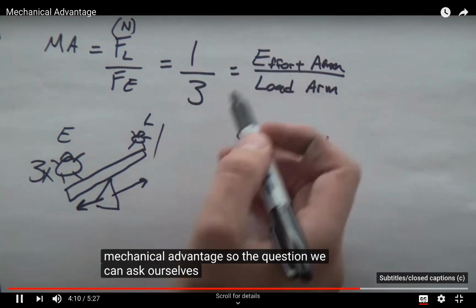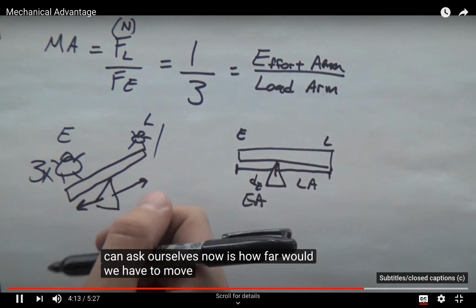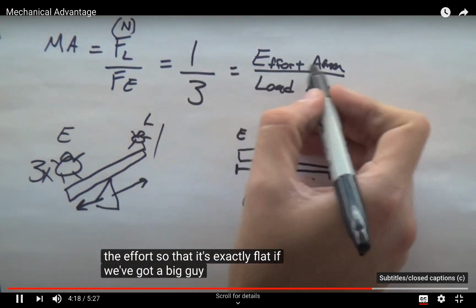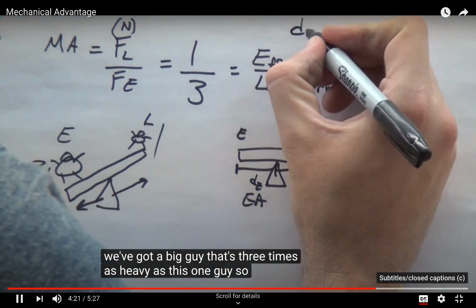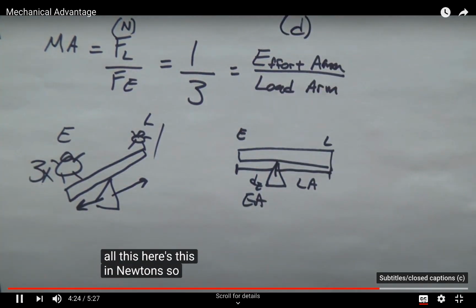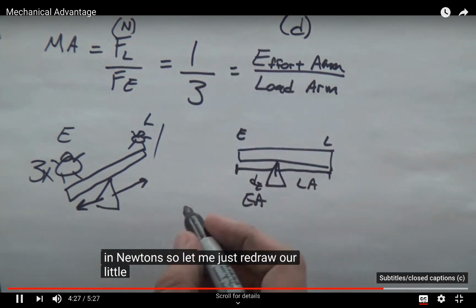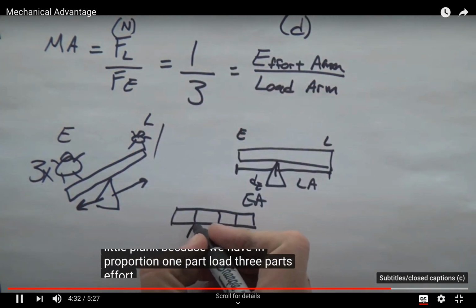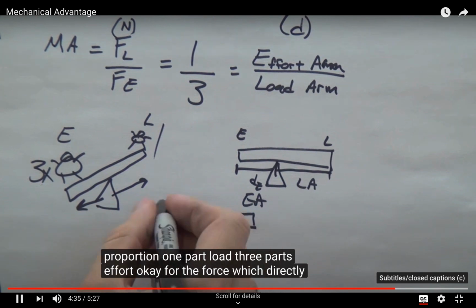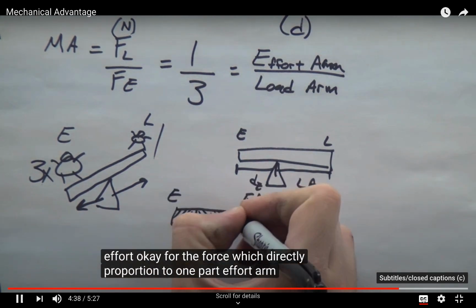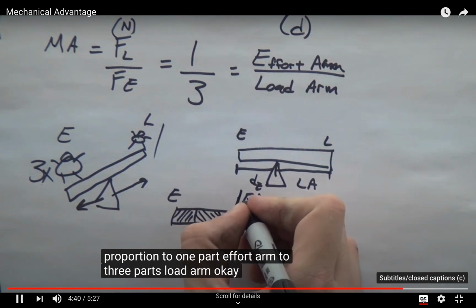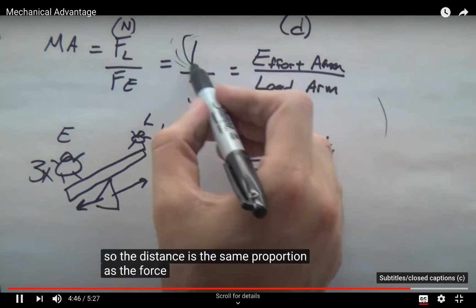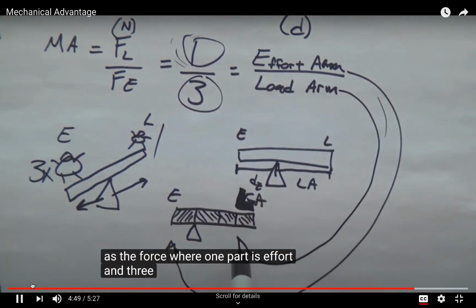So the question we can ask ourselves now is, how far would we have to move the fulcrum closer to the effort so that it's exactly flat? If we've got a big guy that's 3 times as heavy as this one guy. So we look at all this. Here's distance in newtons. So let me just redraw our little plank, because we have, in proportion, 1 part load, 3 parts effort, okay, for the force, which is directly proportional to 1 part effort arm to 3 parts load arm, okay? So the distance is the same proportion as the force, where 1 part is effort and 3 parts load.